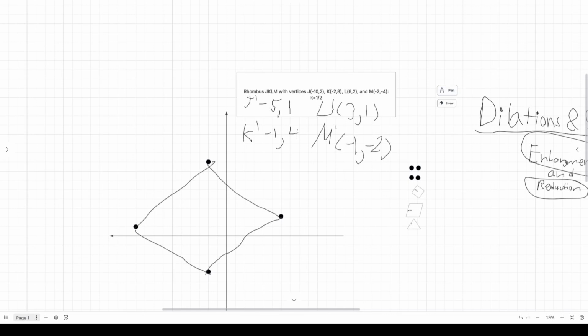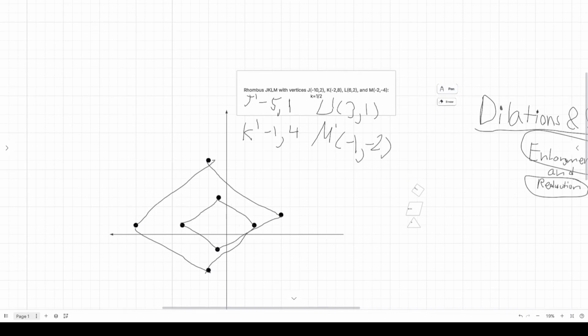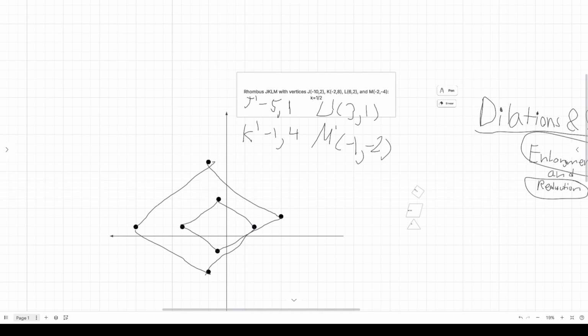Okay, now that we have our new points, we can place them in. As you can see, our image got smaller, by our scale factor being 1/2. Now we know how to enlarge and reduce an image.